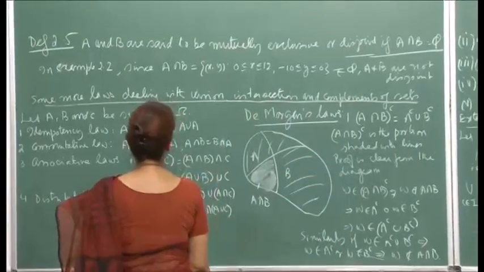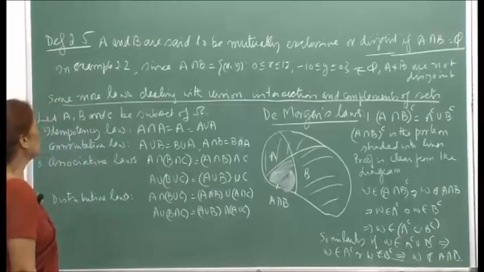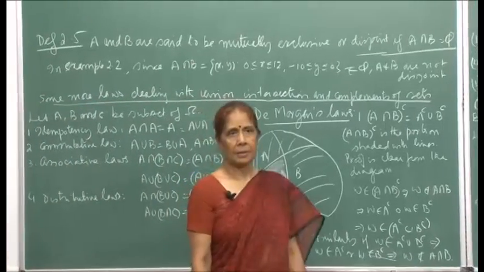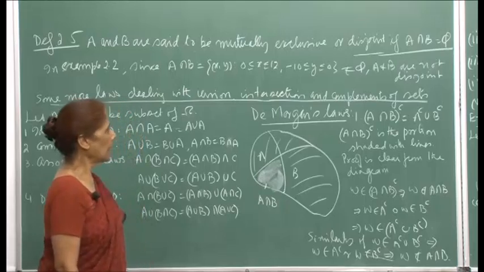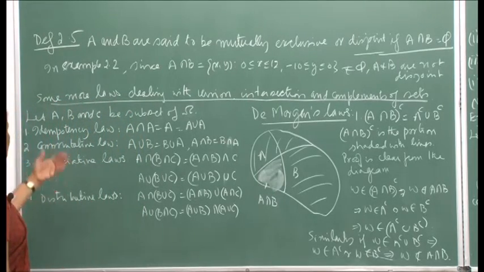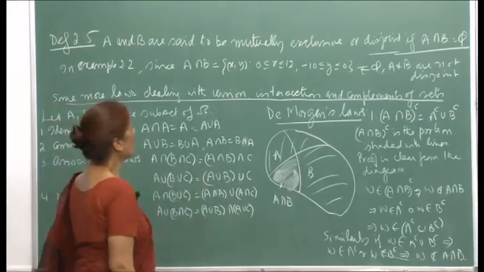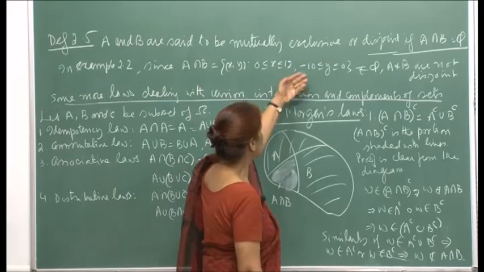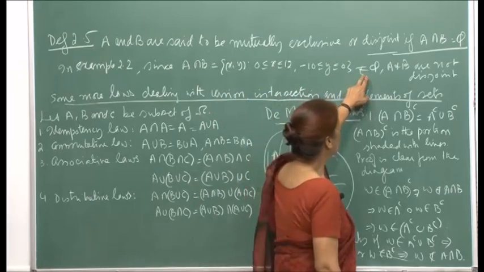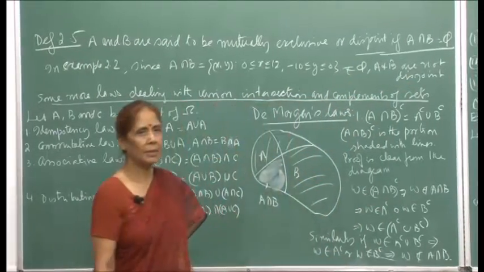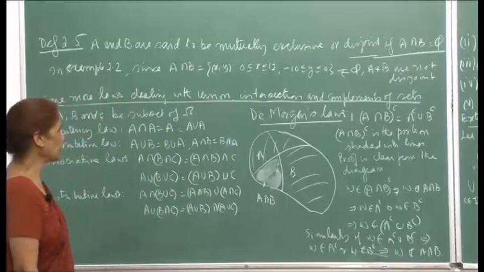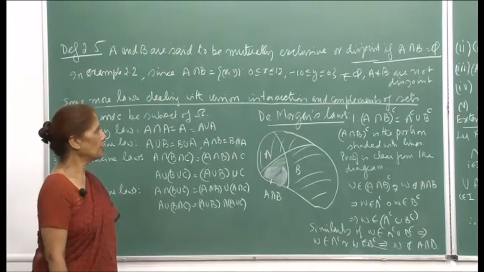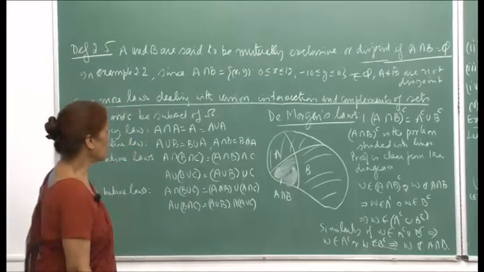Now let me continue with the definitions and the basic concepts of set theory. A and B are said to be mutually exclusive or disjoint if A intersection B is empty. That means there are no common elements in A and B. For example, in the example 2.2 that we just considered, the coordinates in the subset of R2, you see A intersection B is actually this set which has so many points, and so it is not empty. Therefore, A and B are not disjoint, or they are not mutually exclusive. As we go along, you will see many examples where A and B have some points in common, and then they will not be considered disjoint. If they do not have any points in common, they will be considered as disjoint or mutually exclusive.